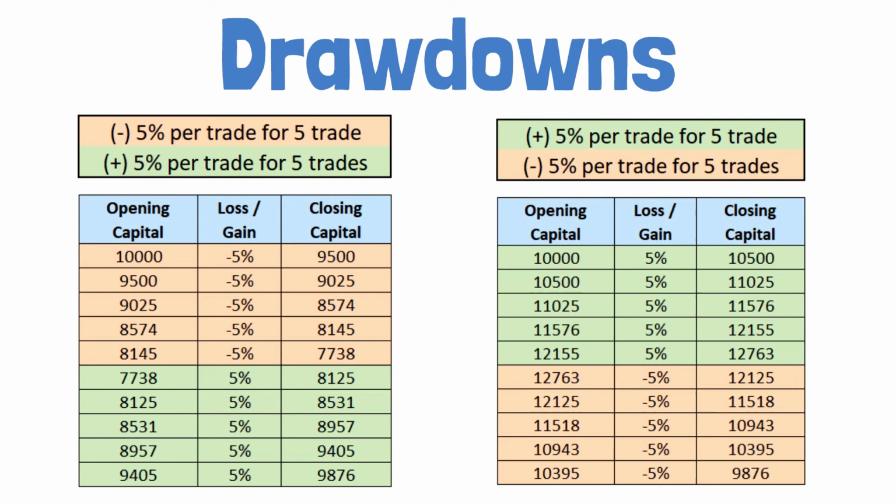Now let's reverse this scenario. Suppose you win 5% per trade for 5 trades and later lose 5% per trade for 5 trades. The outcome would be the same. You would end up with 9,876. I believe the result would have surprised you. Here one of the important lessons to be learned is you should not increase your trading capital. In fact, you should regularly take out profits from the trading account and avoid pumping them back.